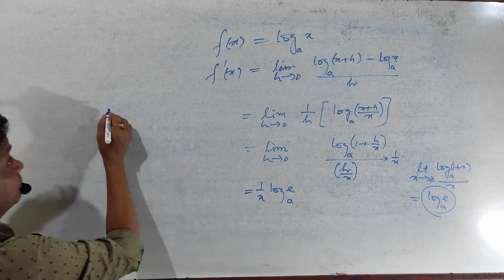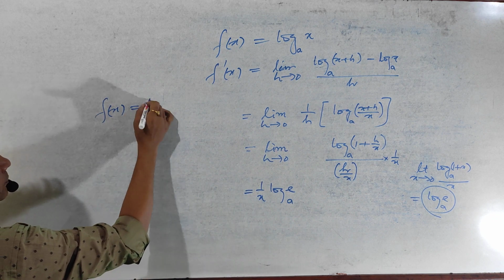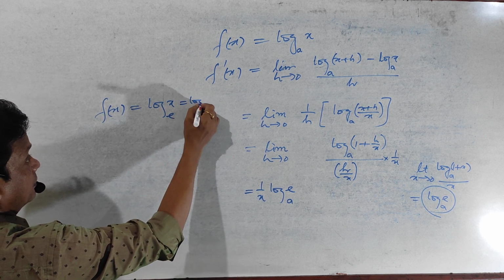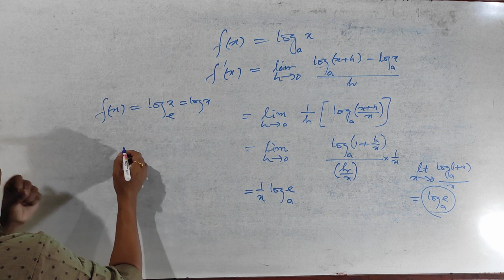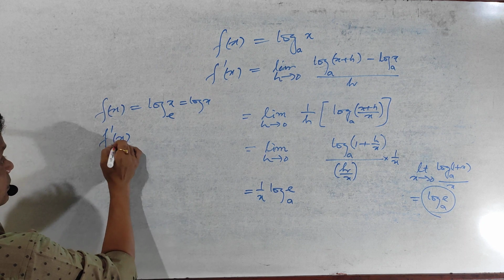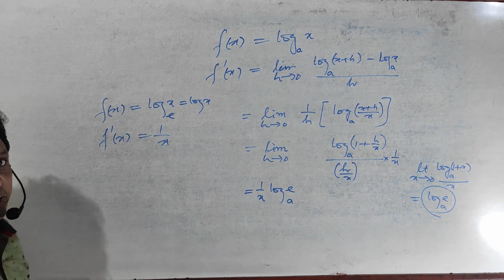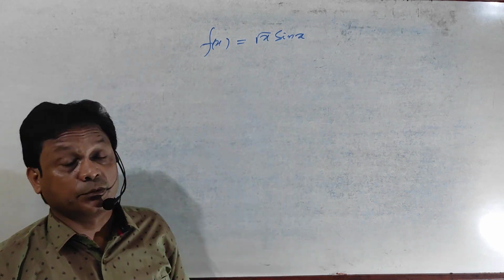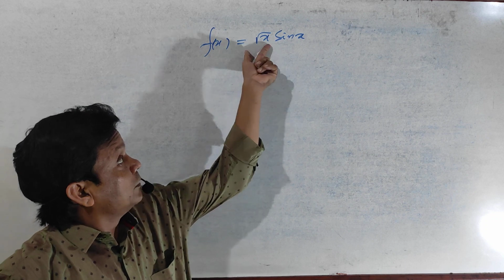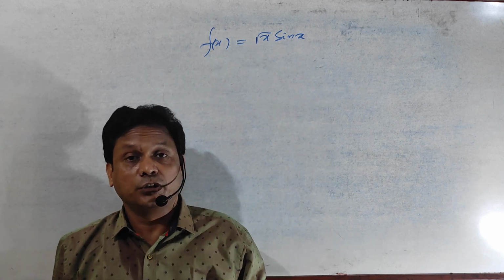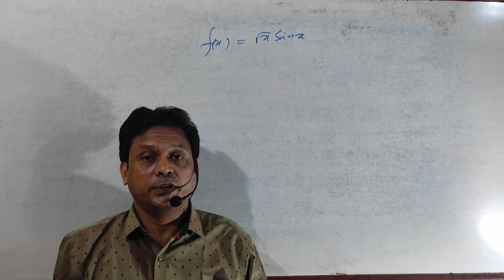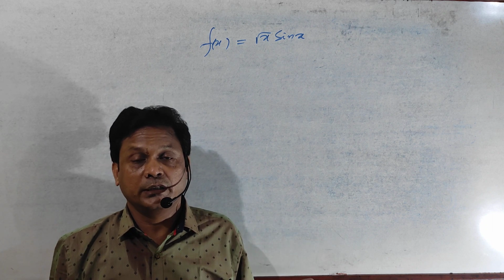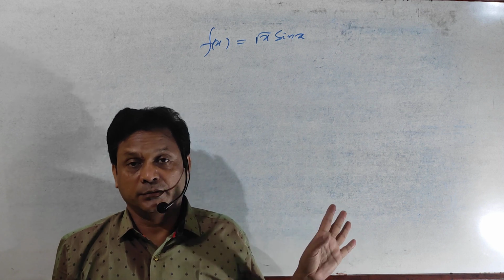And for u, the formula is f of x is equal to log x to the base a, or simply log x, and f x is equal to f x. See here, I will give you an example. F of x will be algebraic into trigonometry. There will be any trigonometric function. In place of sin x, you can write cos x, tan x, sec x, cosec x, sec 2 theta, cos 2 theta, tan 3 theta, anything.